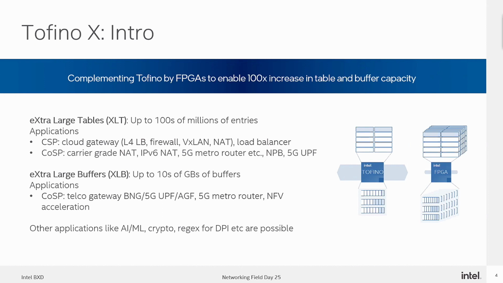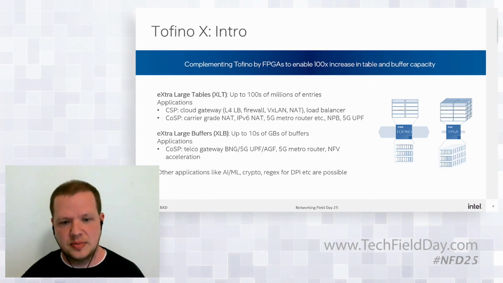In the service provider networks, again, different types of tunneling and translating functions, routing functions, network packet brokers, or even 5G user plane functions. The extra large buffers are typically useful in the service provider networks that are oversubscribed and require traffic management and traffic shaping functionalities. And these are typically needed in use cases like broadband network gateway, user plane function, access gateway function, and others.